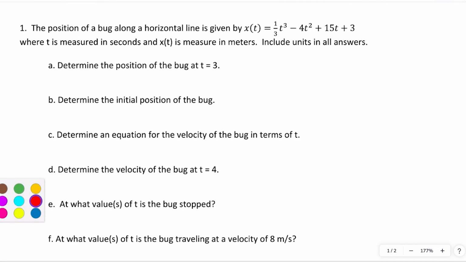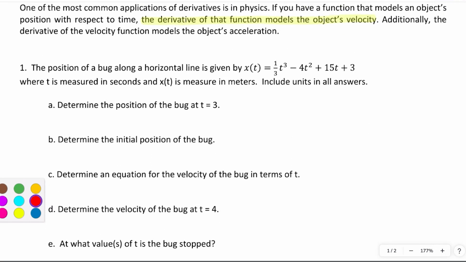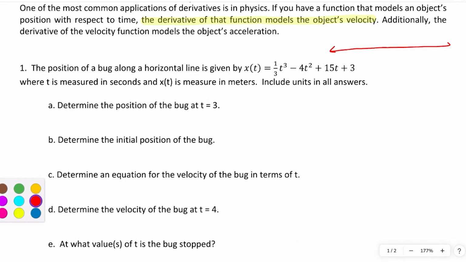So the first one says the position of a bug along a horizontal line is given by this function. So it's a horizontal line. The bug is just crawling back and forth on here. So we have 0, and I don't want to put too many labels on here because I don't know exactly where he's going to be. But wherever he is at any time is determined by this position function. So the first question says determine the position of the bug when the time is 3. They do give us units: t is in seconds. So after 3 seconds, where is the bug? That's really what the question is.